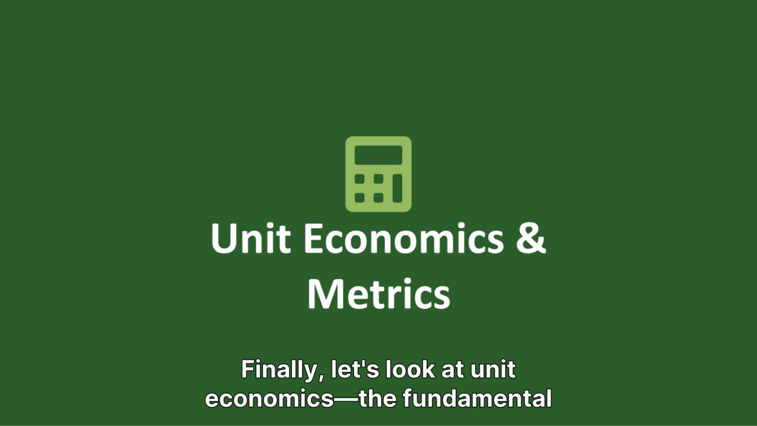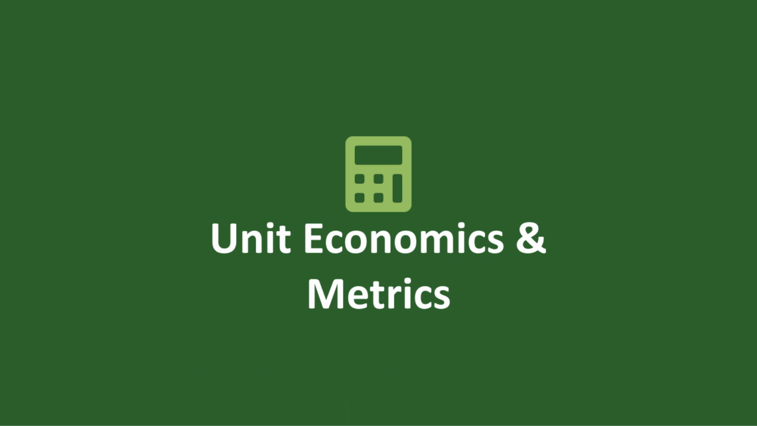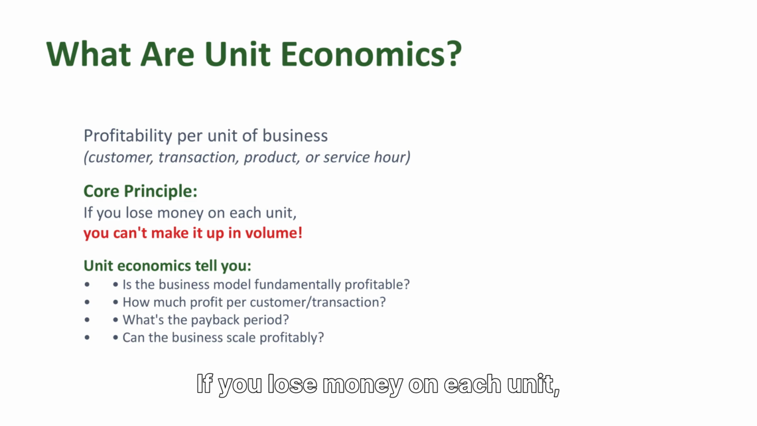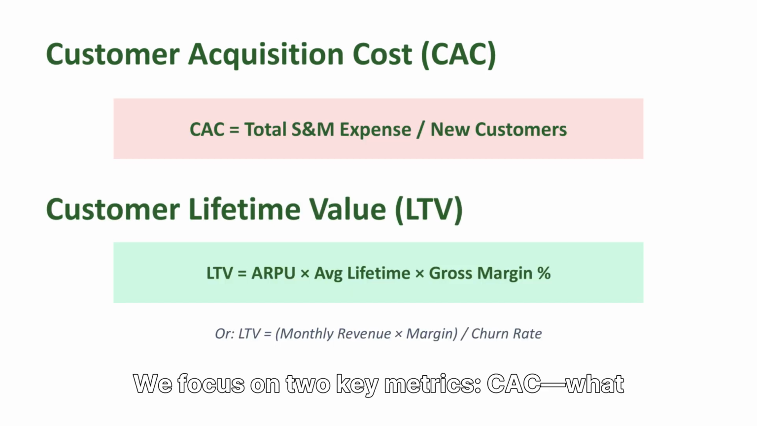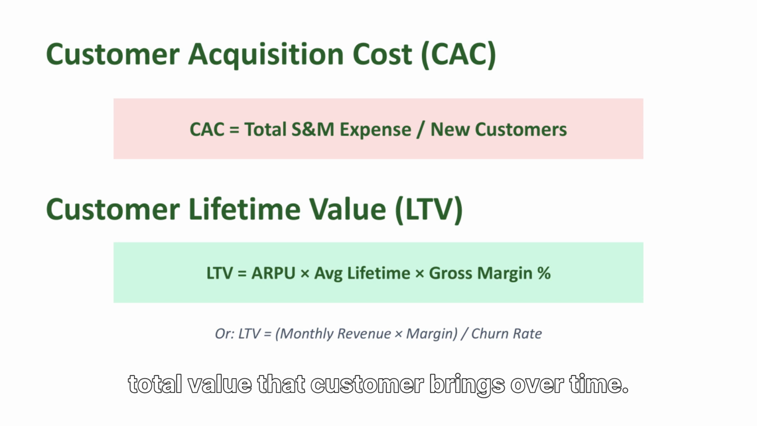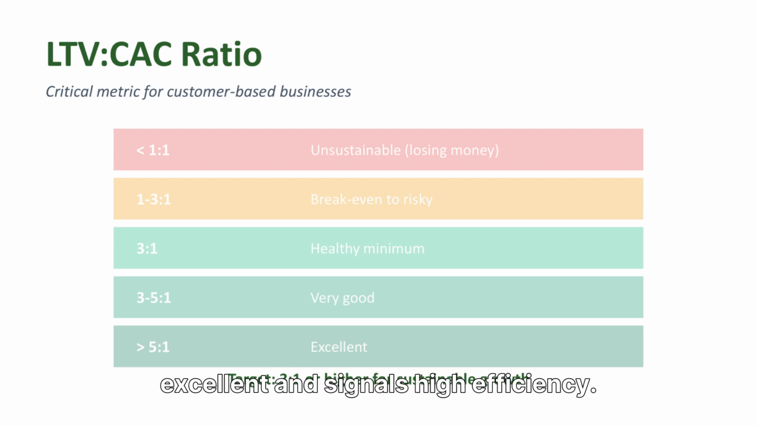Finally, let's look at unit economics, the fundamental profitability of your business on a per-customer basis. Unit economics tell you if the business model is viable. If you lose money on each unit, you simply can't make it up in volume. We focus on two key metrics: CAC, what it costs to get a customer, and LTV, the total value the customer brings over time. The ratio is critical. A healthy minimum is 3 to 1. Anything less is risky. Anything more is excellent and signals high efficiency.